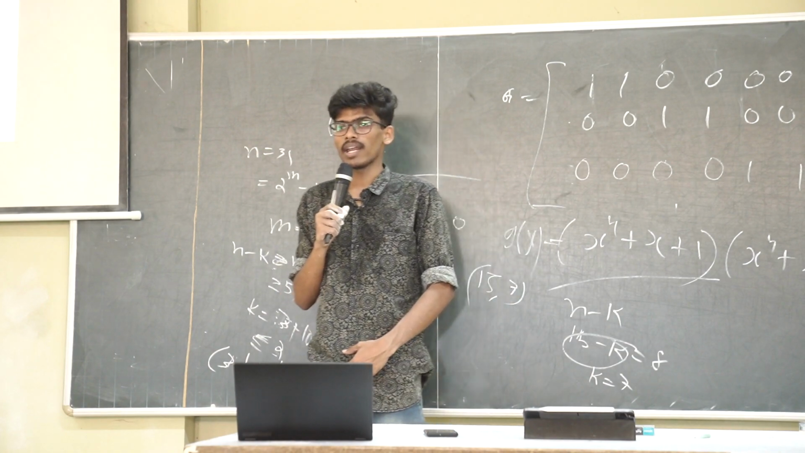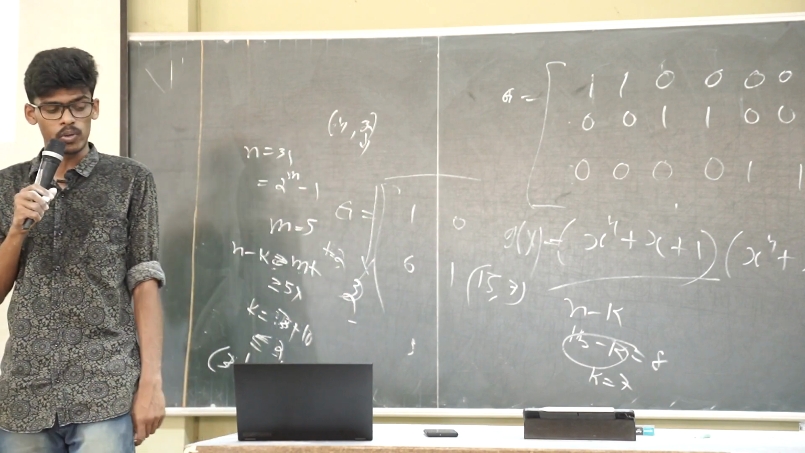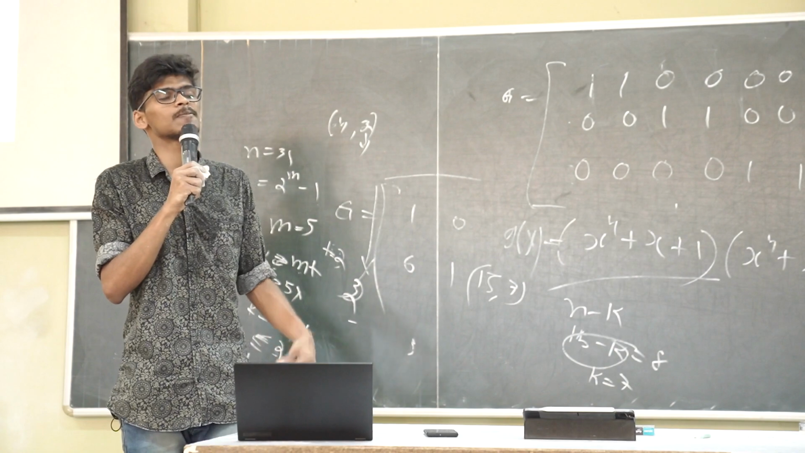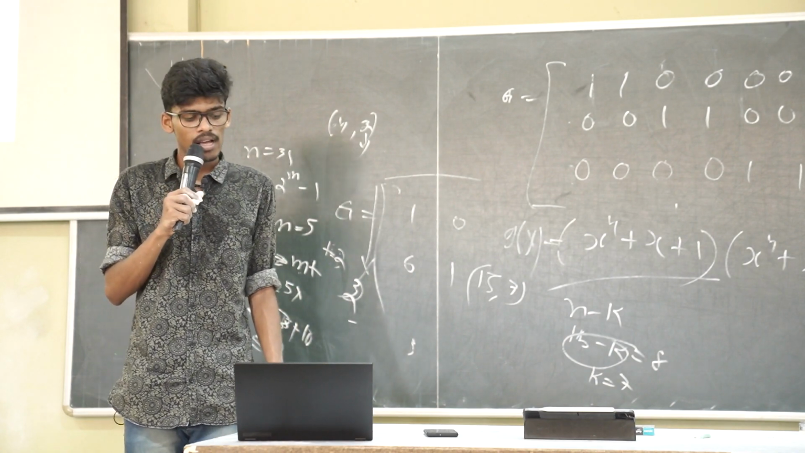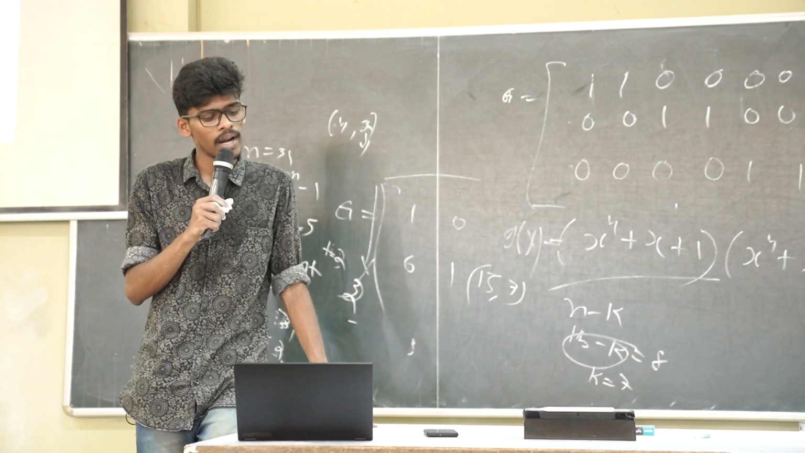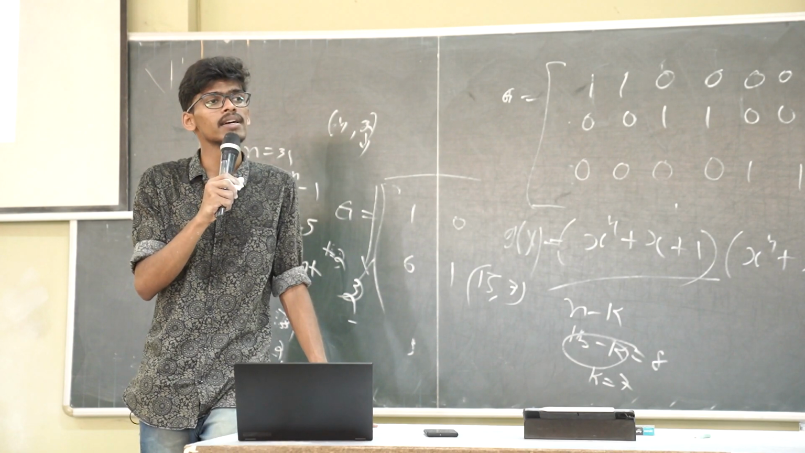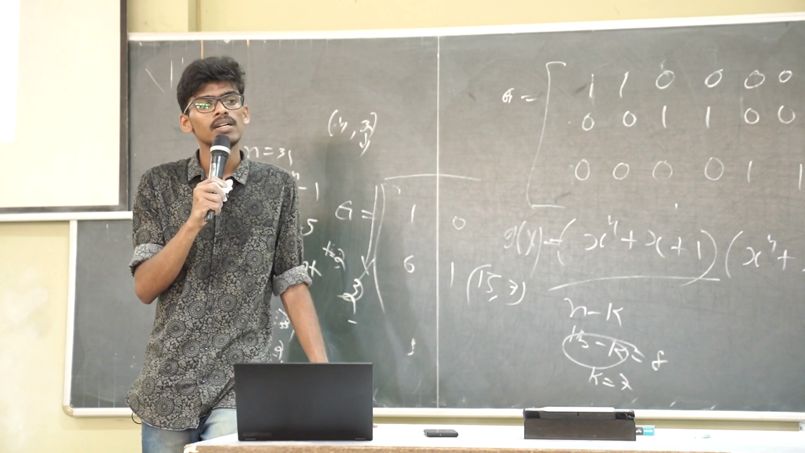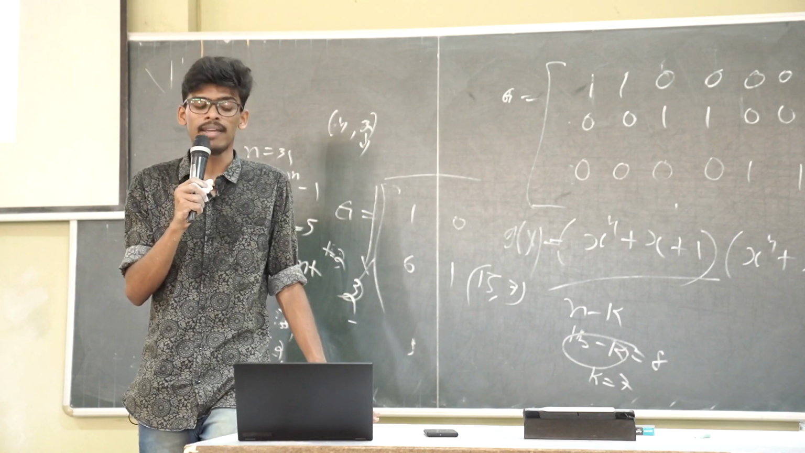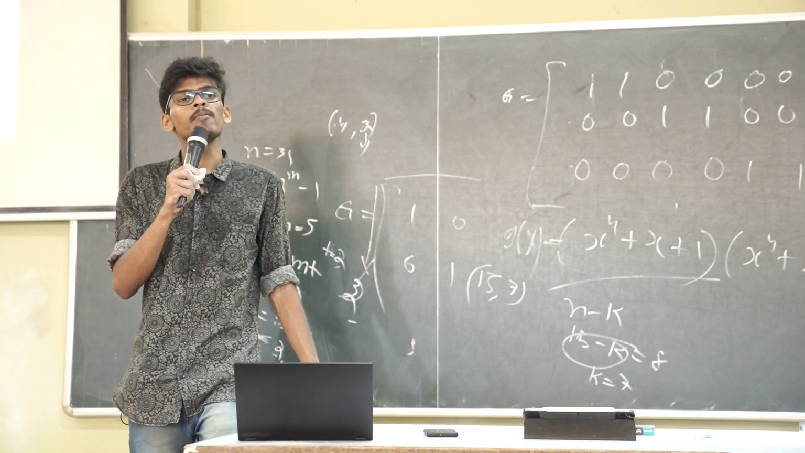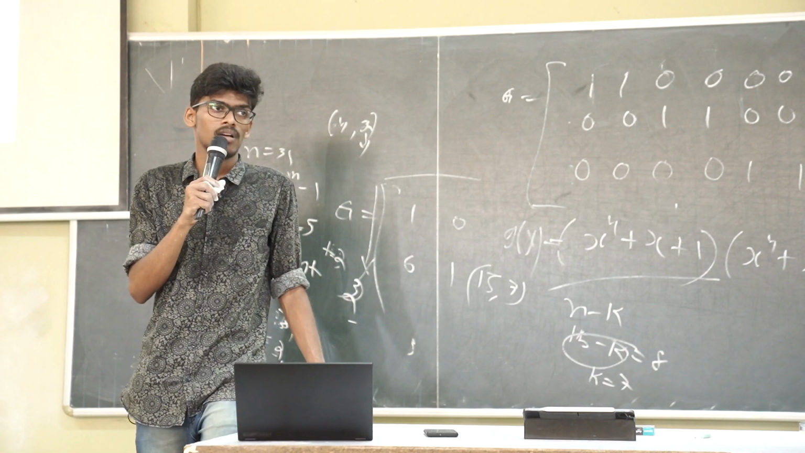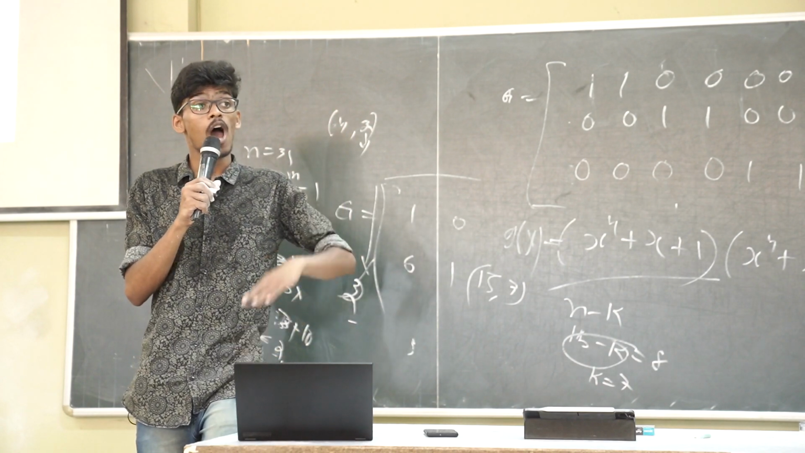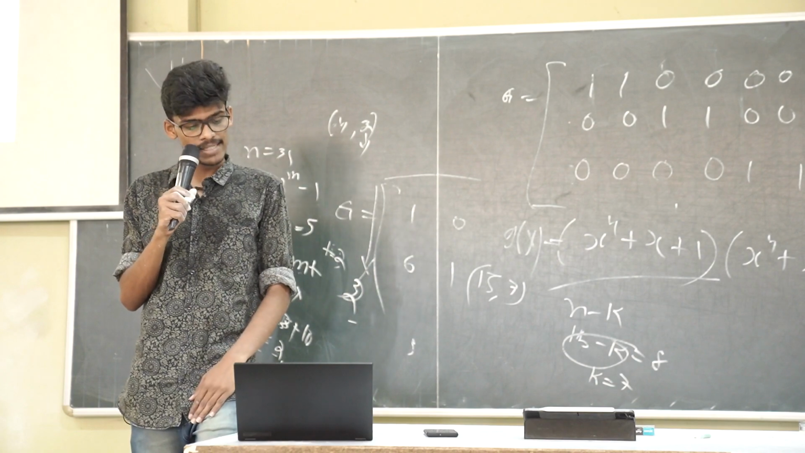So, convolutional decoder and encoder is given, the circuit is given to you. How many outputs are there, how many inputs are there? How many inputs are there? 1. How many shift registers are there? 3. How many outputs are there? 2. So its representation is 2, 1, 3. So how many input combinations are there? 1, 0. So how many states are there for this one? 8 states.